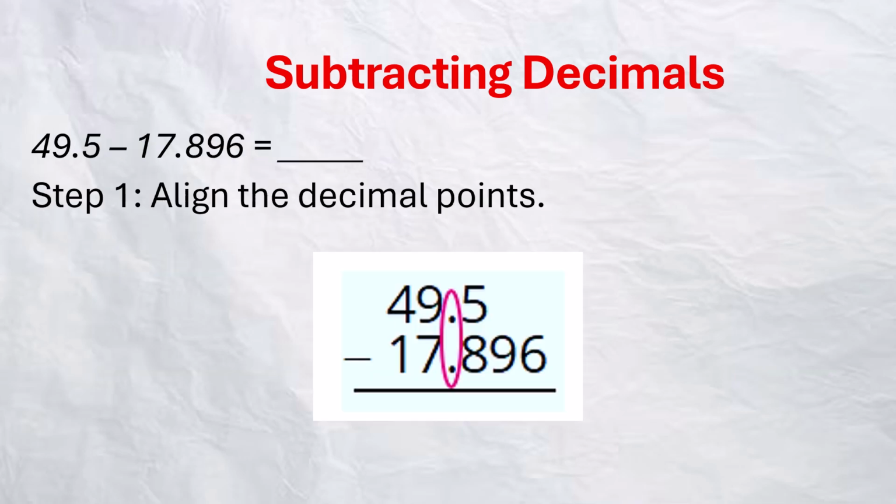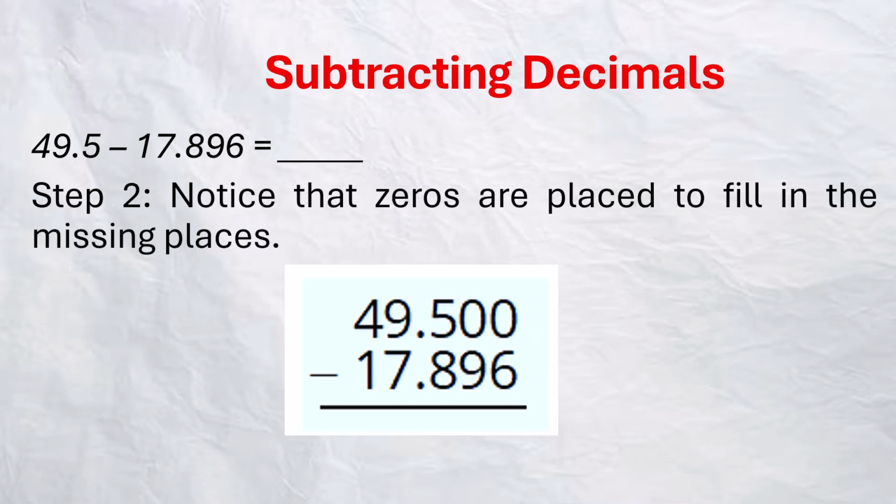49.5 minus 17.896. Again, step 1 is we need to align the decimal points vertically. As you can see here, they are now aligned together. Step 2. Notice that in the previous given, there are empty spaces. So we must fill in those empty spaces or missing places with zeros. So in this case, we have 2 zeros that we added.